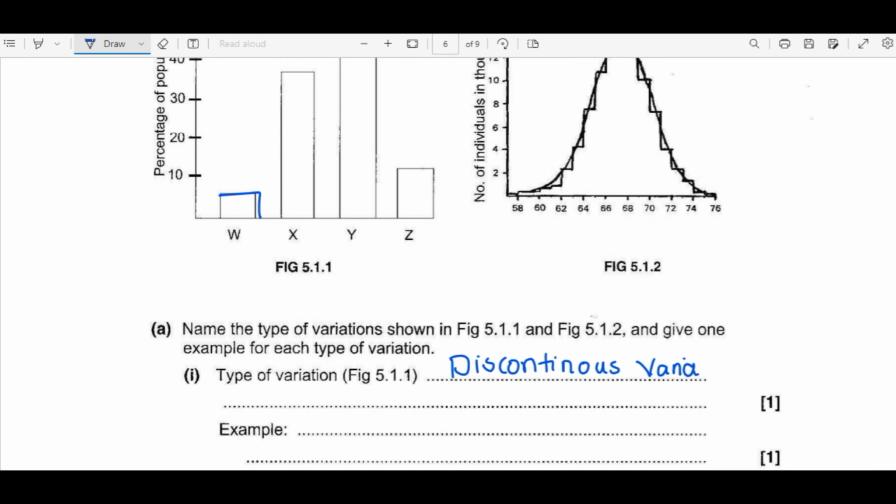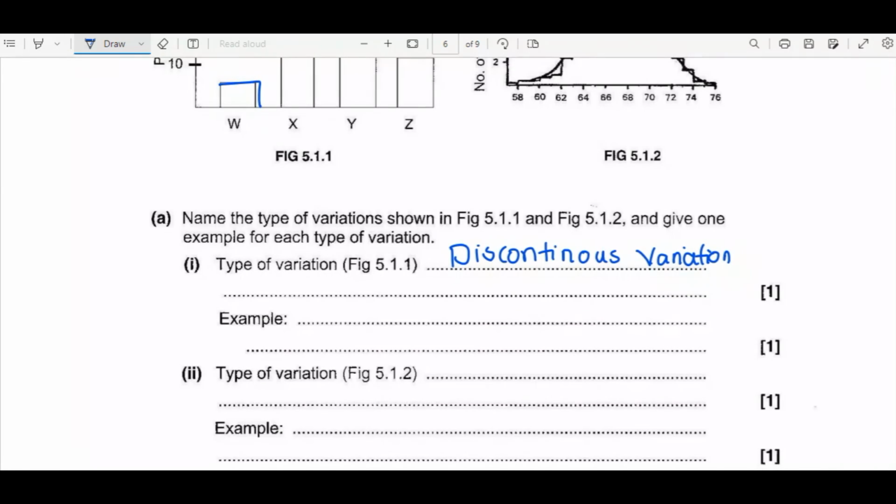So discontinuous variation is where the difference is clear. For example, blood groups. Then also sex in terms of male or female. It's easy to see that this is a male, this is a female. Then apart from that, we can also look at the eye color, then tongue rolling.